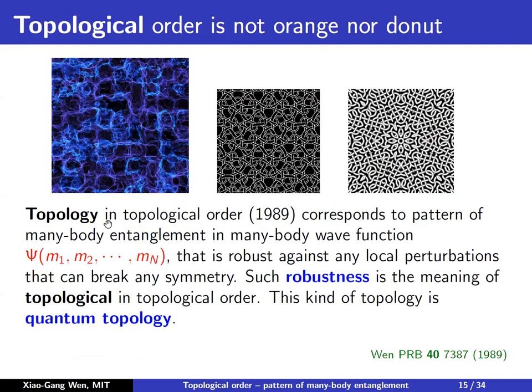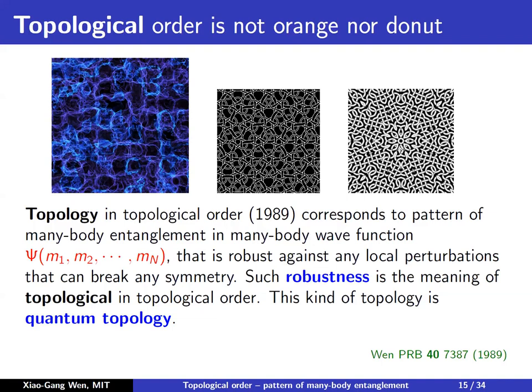As I mentioned, the topology in topological order really corresponds to a pattern of many body entanglement. It's not a donut or orange. It's very hard to draw. How to visualize this many body entanglement, what is that? So I had to download some pictures from the internet. This is maybe the picture for the entanglement. Otherwise I can use Celtic knots, or maybe this knot picture. This may give you some feeling of what a pattern of entanglement looks like. So the topological order really corresponds to this kind of pattern. We may call this a quantum topology. It's a very different topology, so the understanding is quite different, and we need a different mathematics to understand this pattern of entanglement.